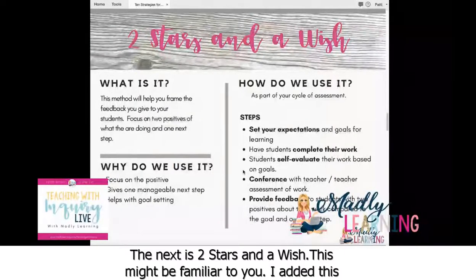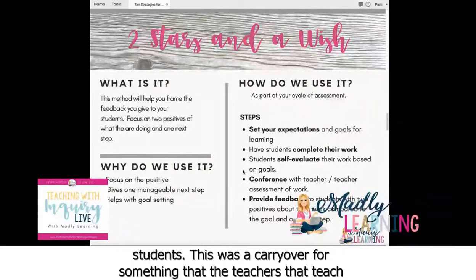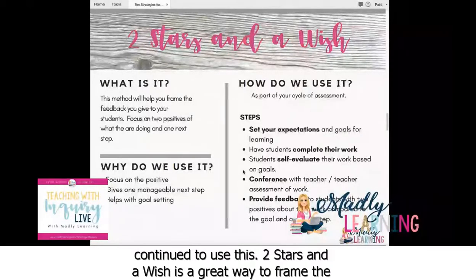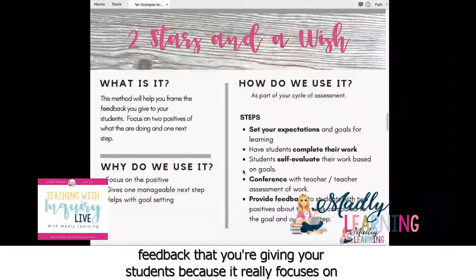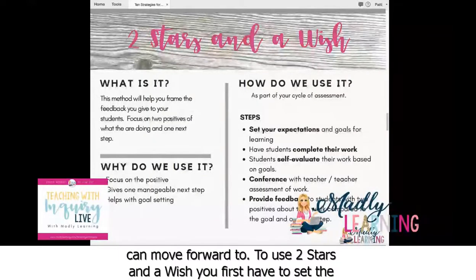So this might be familiar to you. I added this one because I really like how it frames the way I give feedback to my students. This was a carryover from the teachers who teach grades 1, 2, and 3 before the students get to me; they use this, so I've continued to use it. 2 Stars and a Wish is a great way to frame the feedback you give your students, because it really focuses on the positive and has one next step, one place that they can move forward to.